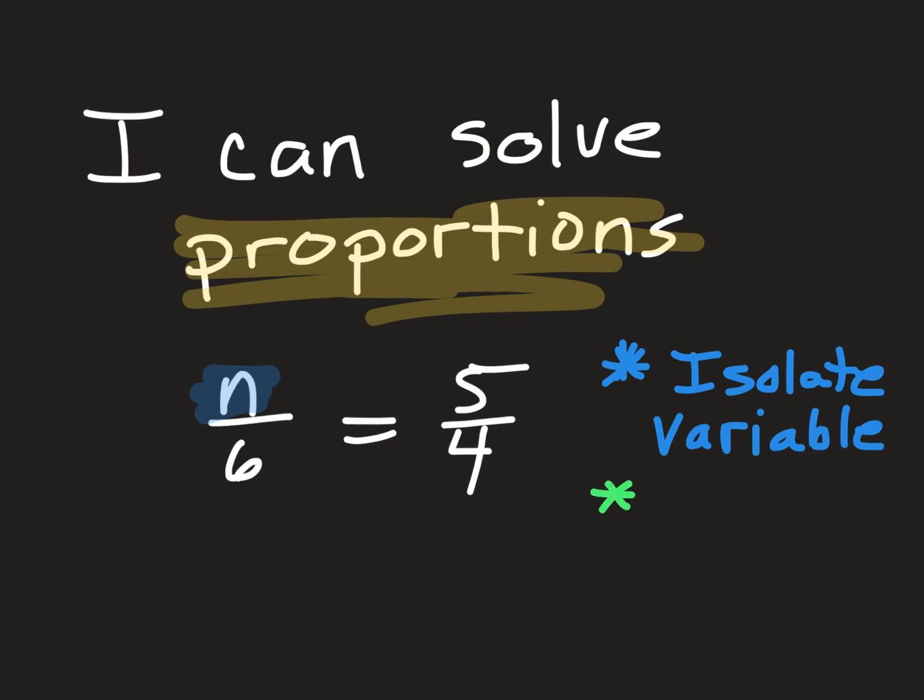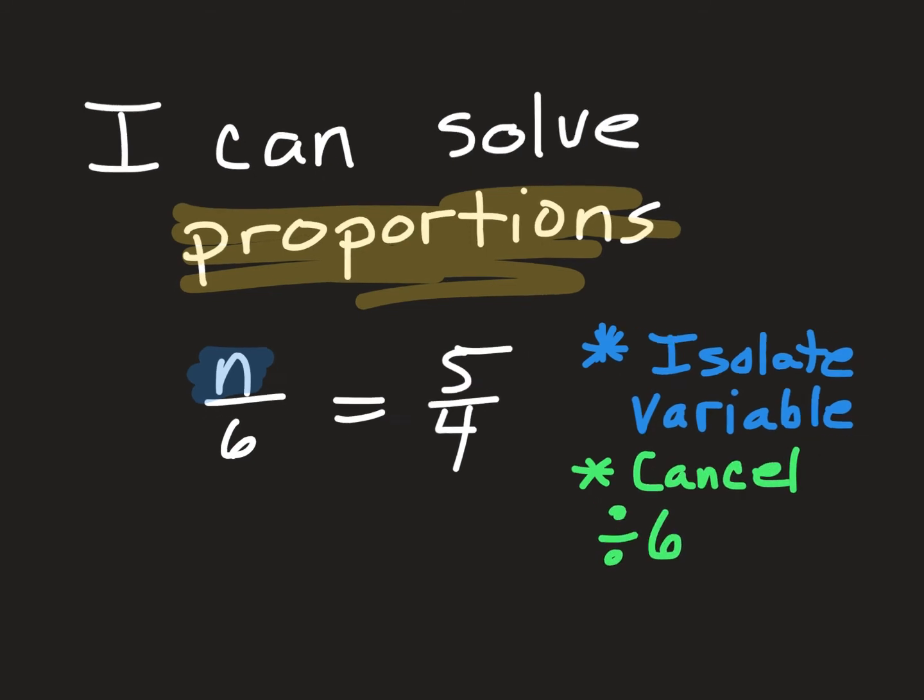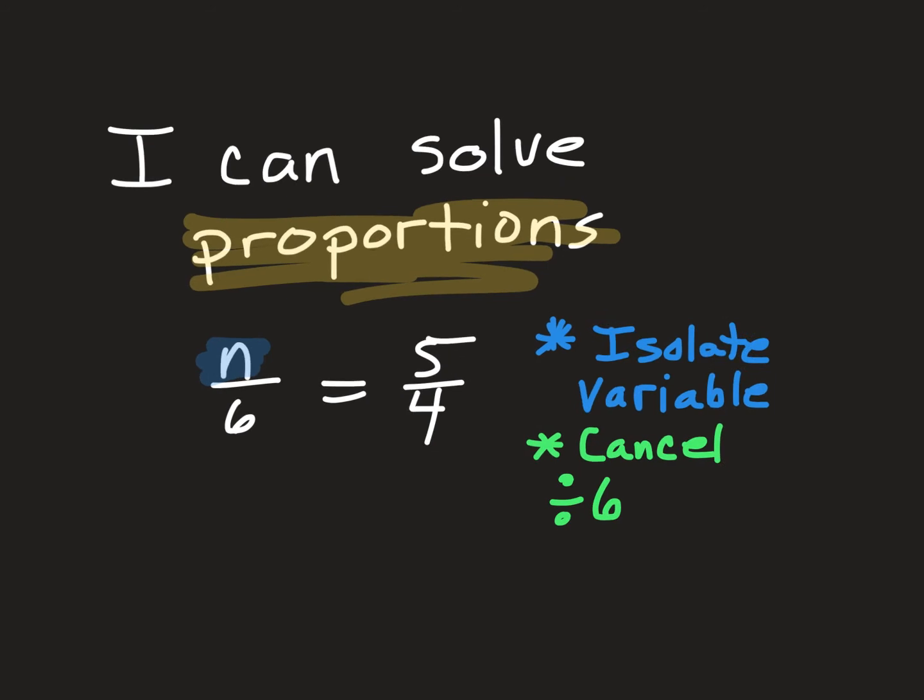And the way you're going to do it is you're going to cancel. I'm going to use the baby division symbol just because I feel like it'll be less confusing for you to look back at it later. We're going to cancel dividing by 6 with multiplying by 6.